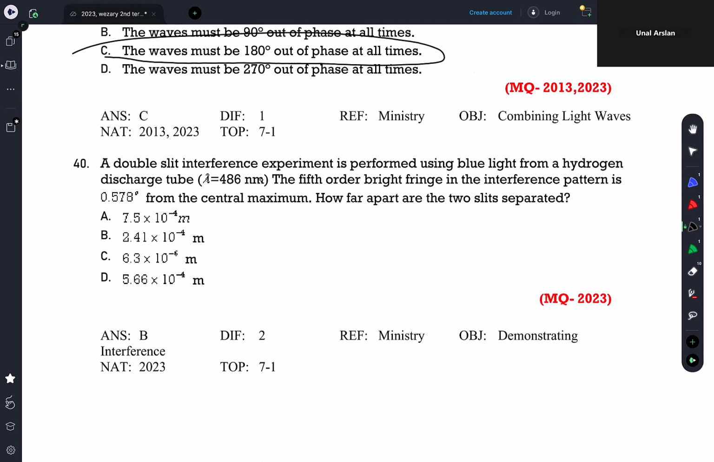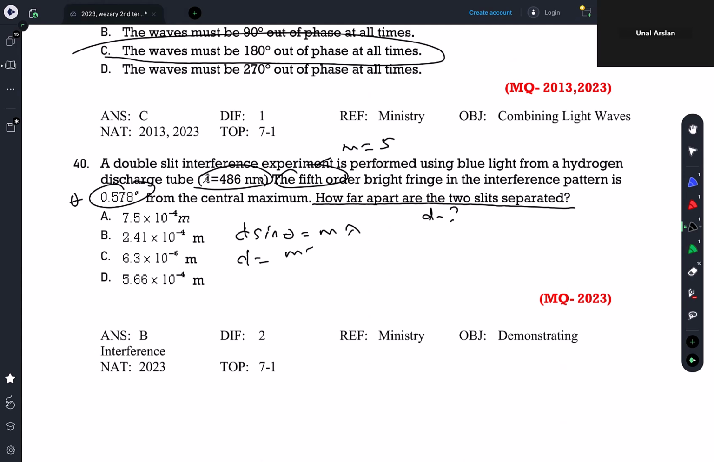A double slit interference experiment is performed using the blue light of a hydrogen discharge tube. It's given that the fifth order bright fringe, m equal to 5, is seen at angle theta. How far apart are the two slits separated? That is the question. So d sine theta is equal to m lambda is the equation. d is equal to m lambda over sine theta.